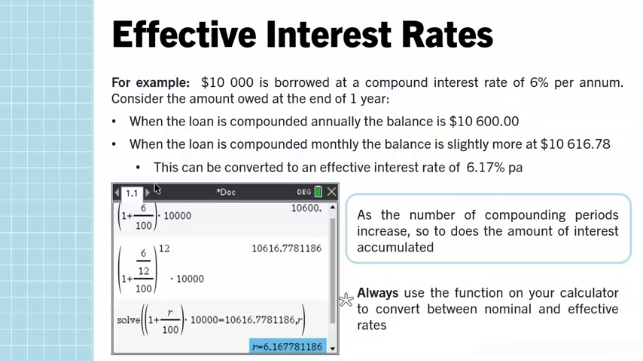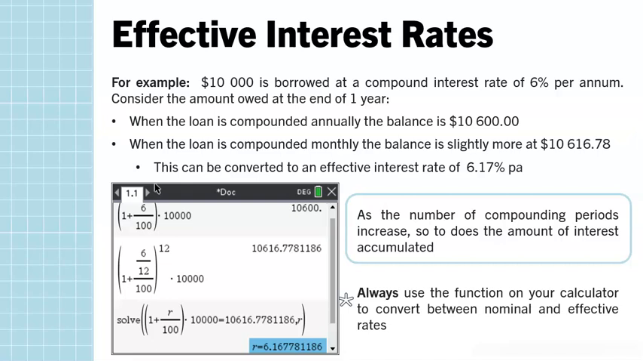For example, if I borrowed $10,000 at a compound interest rate of 6% per annum, and I want to think about, well, what is owed at the end of 1 year? If that loan was compounded annually, then my rate, my capital R value, would be 1 plus 6 over 100. And so at the end of 1 year, I would have $10,600 in the account or owing on that loan.